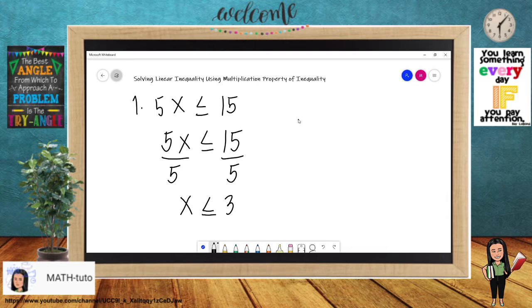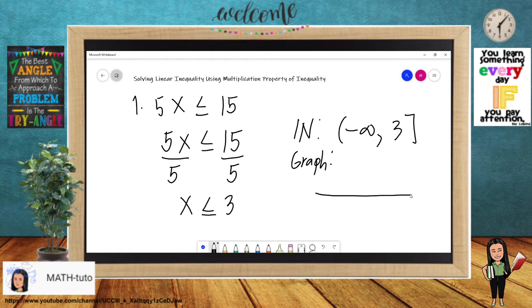Let's just write it in interval notation. Less than or equal to 3, so it means negative infinity until 3, closed interval, because 3 is included. And if you want to graph, the sketch of the graph of our solution set is the set of numbers from 3. So we have 2, 1, 0, 3 is included, so it will be shaded or a solid circle, and then we shade to the left.